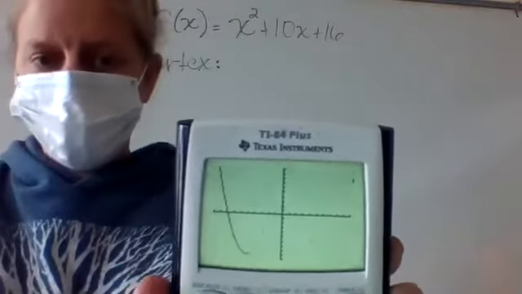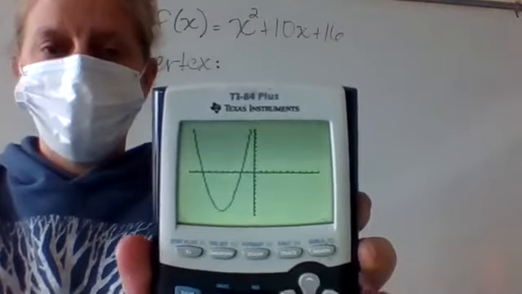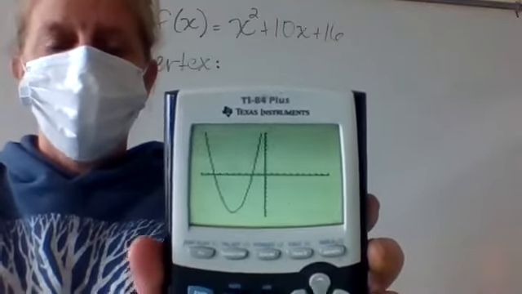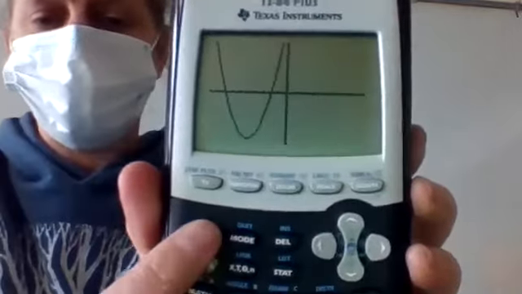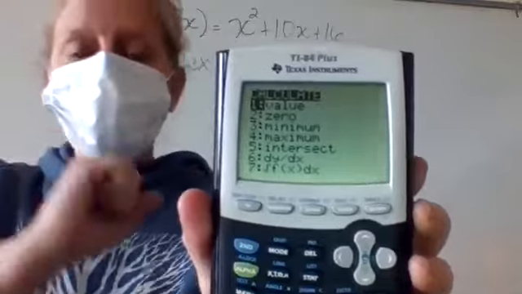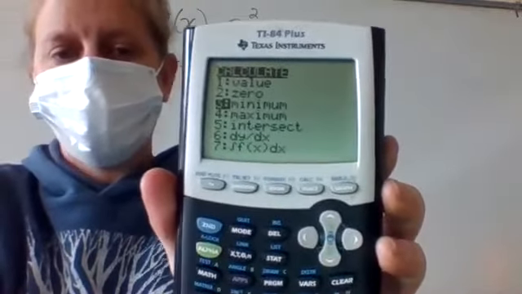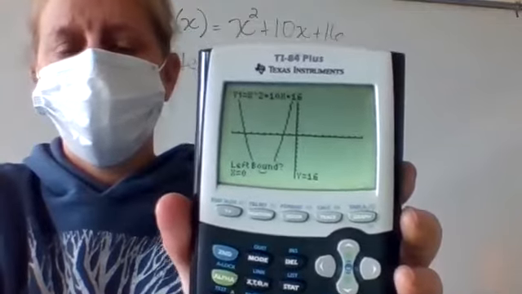So let's graph it. So there's where your parabola is going to be. So let's find its vertex. Second calc, since it was right side up, remember the vertex is at the bottom, so it's going to be at the minimum. Hit enter.